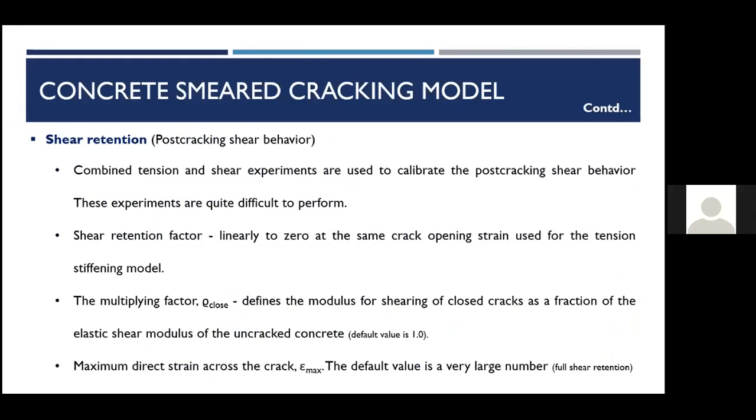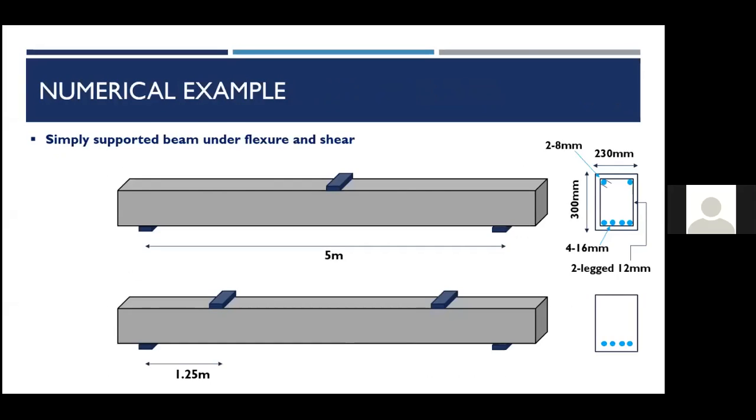Okay, this comes to the end of the modeling parameters. Now we'll discuss how to model this using the software. For that, I have taken 2 examples. We'll consider a simply supported beam under flexure and shear. For flexure loading, we'll consider a point load acting at the center. And for shear loading, we'll consider a 2-point load, which has a shear span of 1.25 meter.